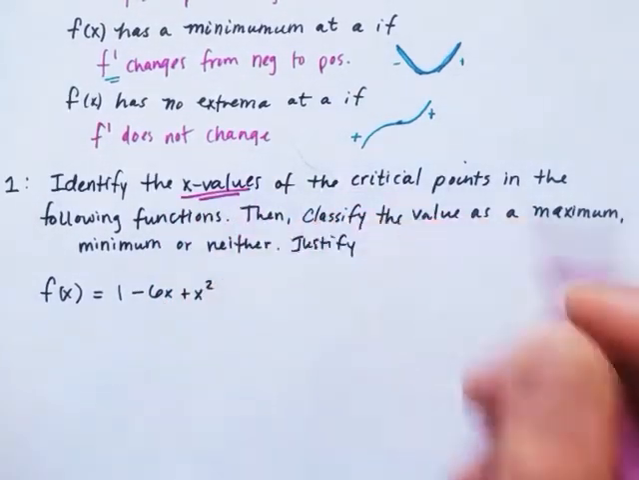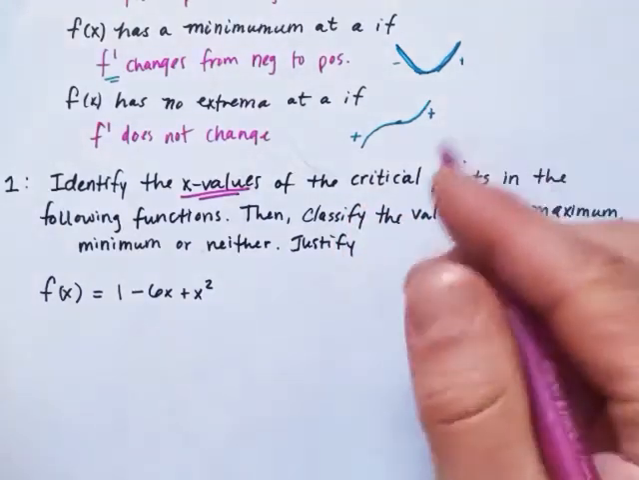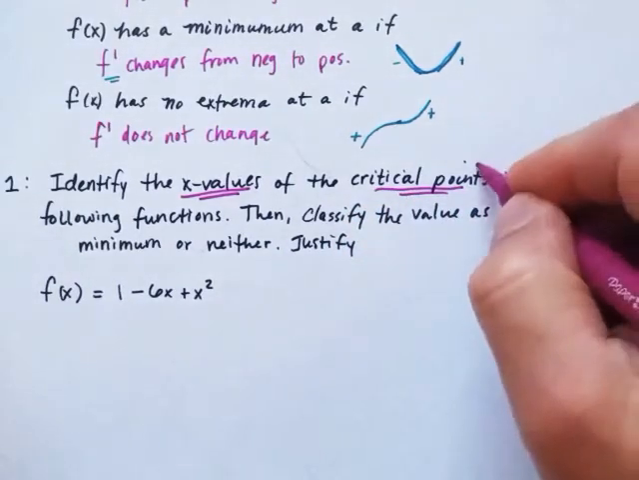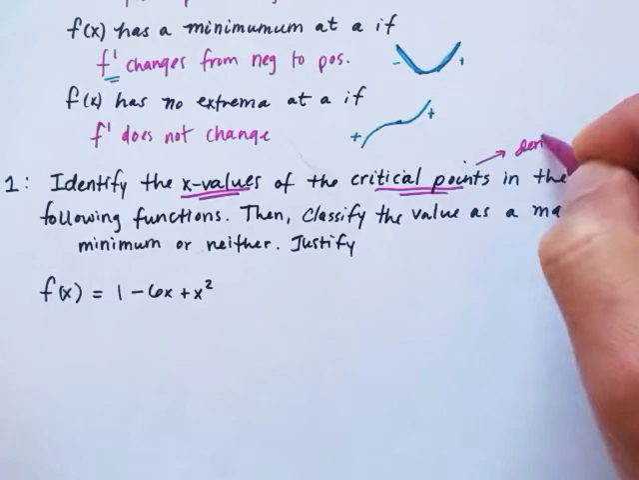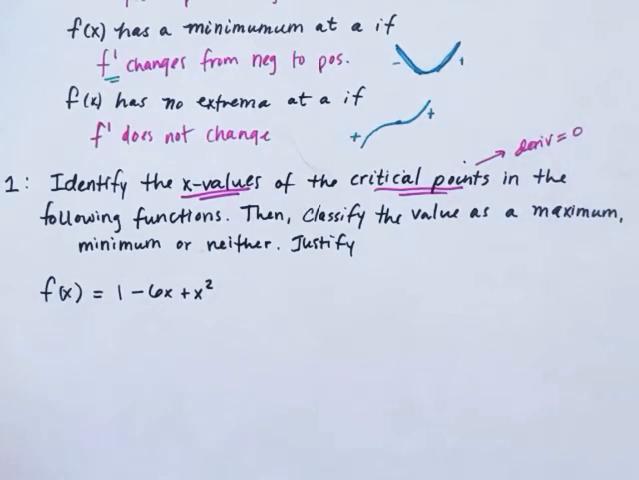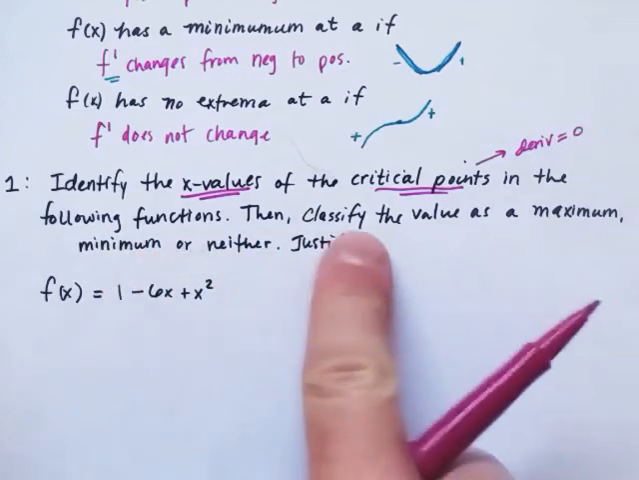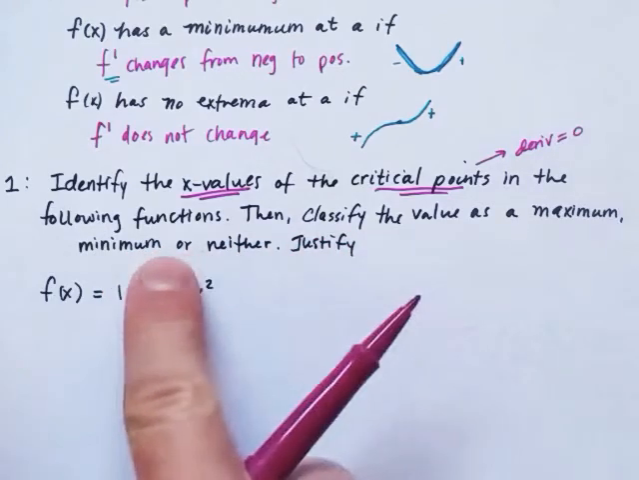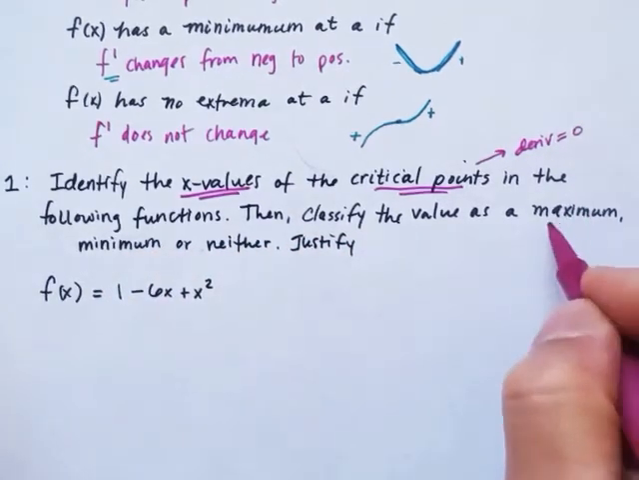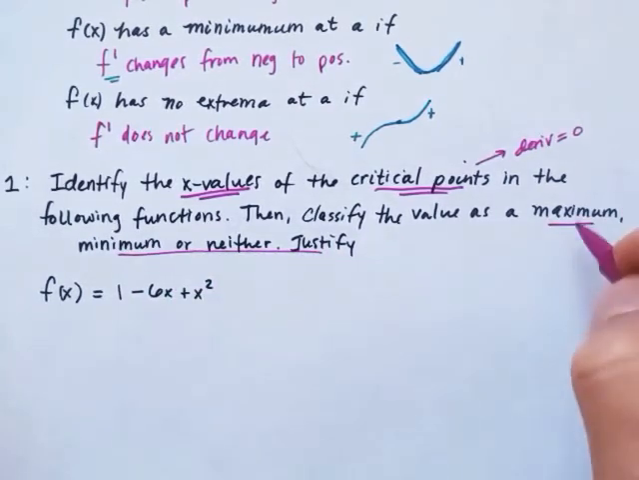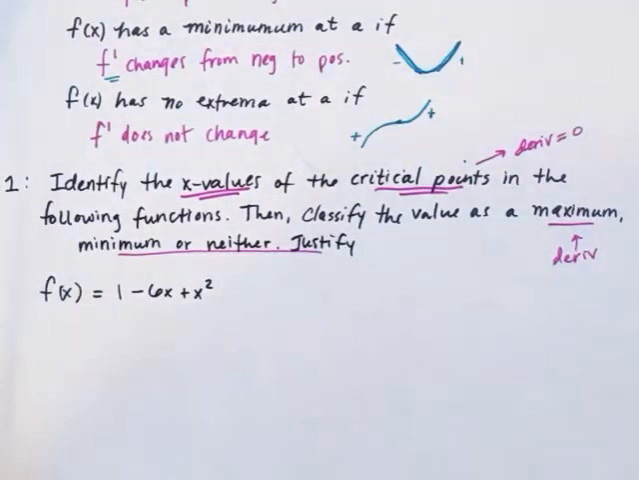That's important for us. And of the critical points, if I think about critical points, that reminds me that the derivative needs to be equal to 0, right? That's from the previous 2 days of the following functions. Then classify as max, min, or neither. So when I do this, I have to be looking at the derivatives, right? To see what the derivatives are doing.